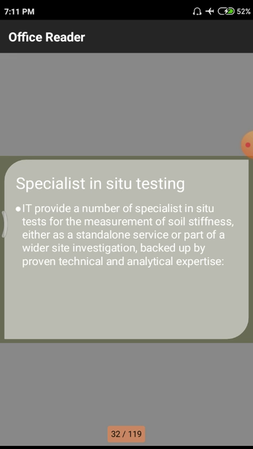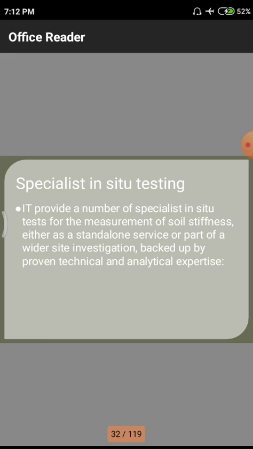It provides a number of specialist in situ tests for the measurement of soil stiffness, either as a standalone service or as part of wider site investigations, backed up by proven technical and analytical experience. That means they have to take a standard service. That means we need to use some specified geotechnical engineers and other lab technicians for conducting these site testings as a part of wider site investigations.